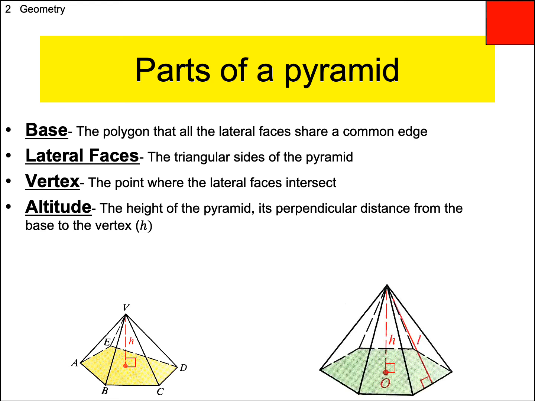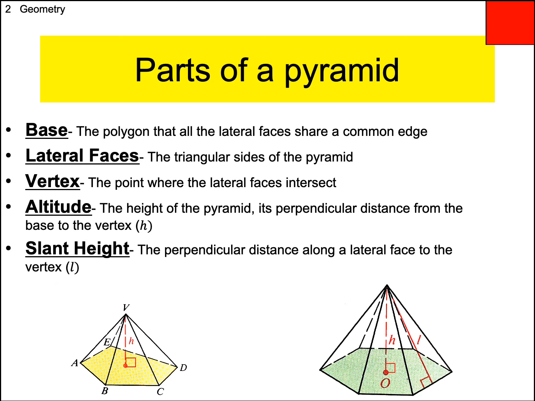Here's a hexagonal pyramid, same idea here. There's one other thing that we're going to add. Notice that extra little red line that I added to the shape. If you could imagine yourself walking up the side of this pyramid, from the middle of the base to the vertex, that distance, well, that's not the height. Generally, most math books use the letter L to represent this, and that little L is called the slant height.